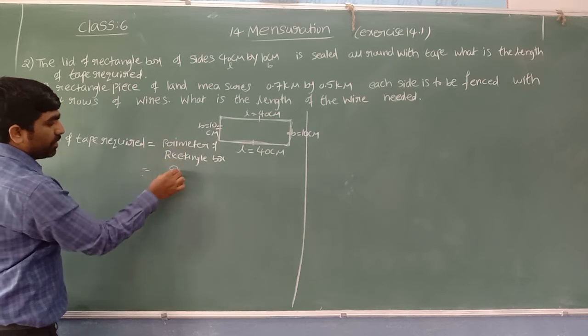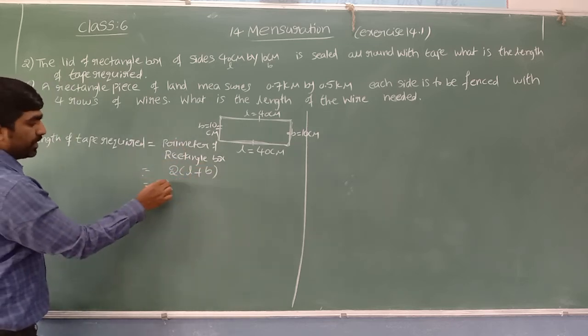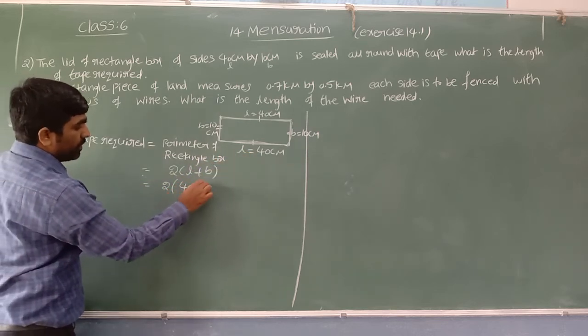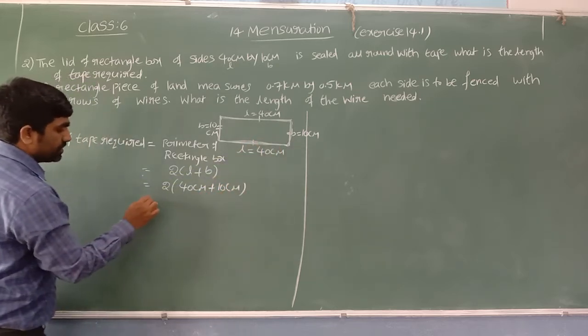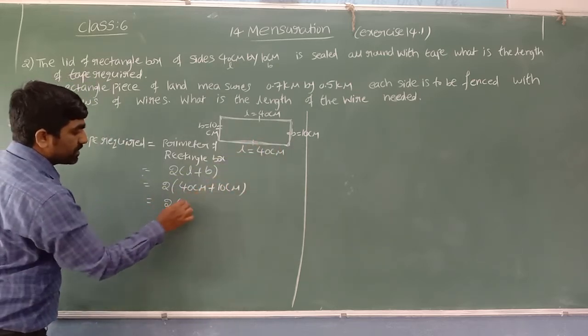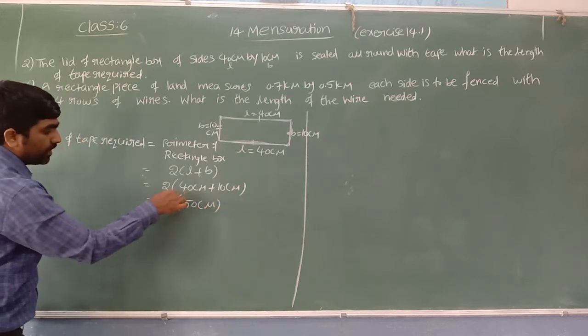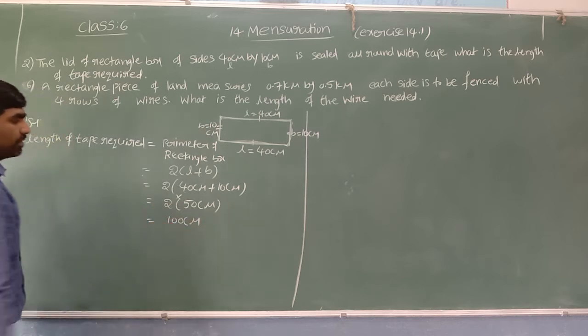Yes, to find the perimeter of a rectangle, we have the formula 2 into (L plus B). 2 into, where length is how much? 40 centimeters, plus breadth is 10 centimeters. So it is equal to 2 into (40 plus 10), which is 50 centimeters. Since the bracket means multiplication, 2 into 50 is 100 centimeters.